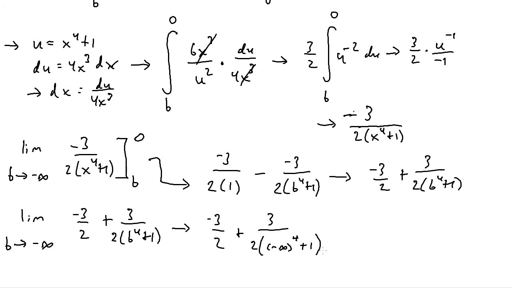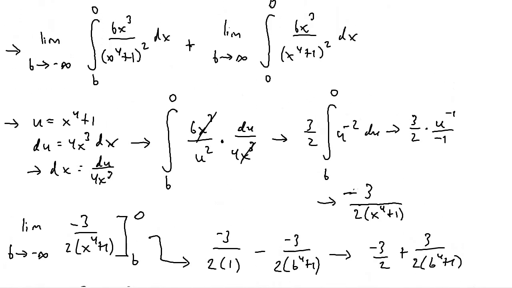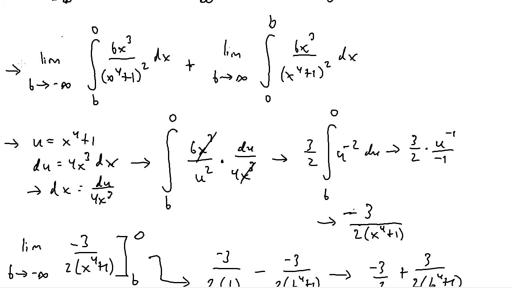Negative infinity to the 4th power is infinity, and infinity plus 1 is infinity, and infinity times 2 once again is infinity. And so 3 over infinity, so we get negative 3 halves plus 3 over infinity. Since infinity is such a large number, we'll basically make it 0. So negative 3 halves plus 0 is just going to equal negative 3 halves. And negative 3 halves, remember, is the limit as b approaches negative infinity of this integral.